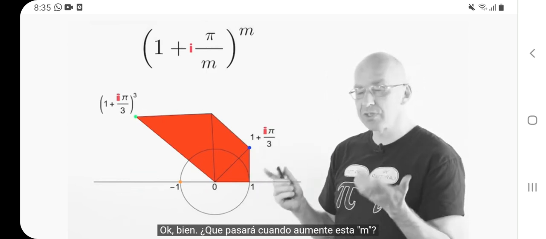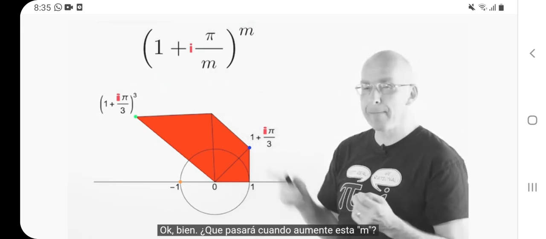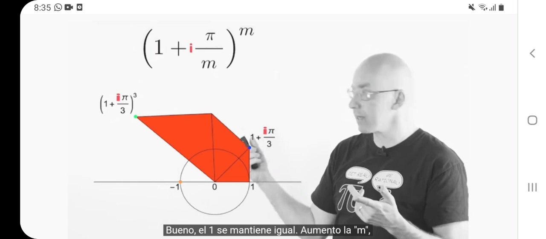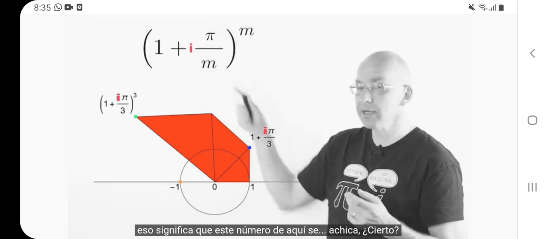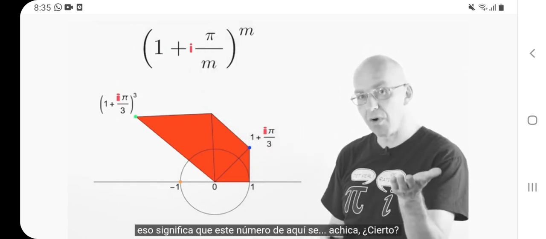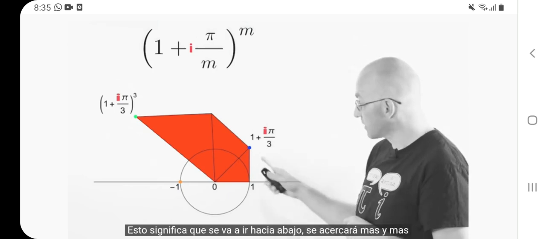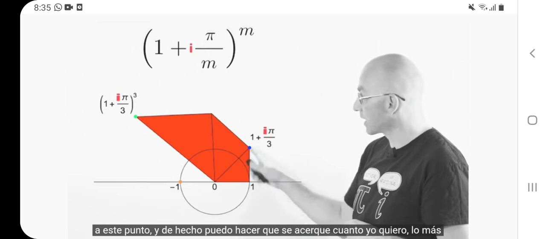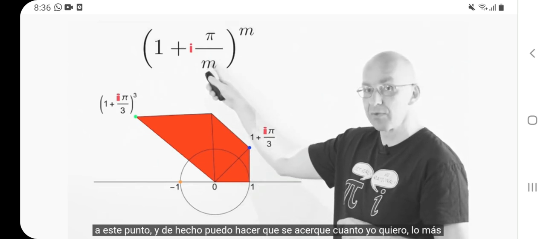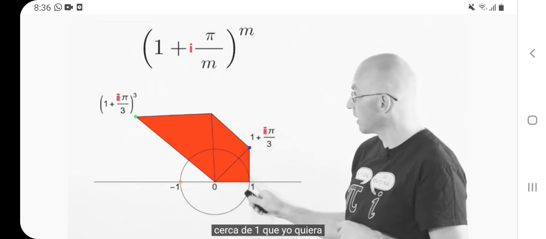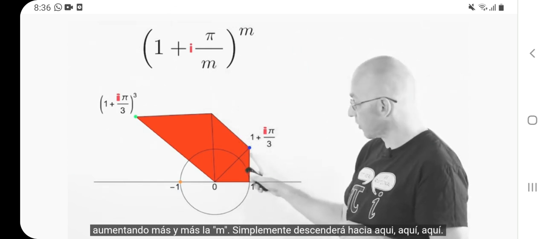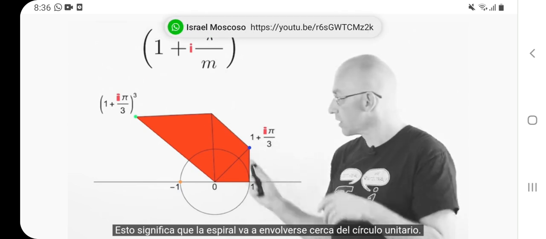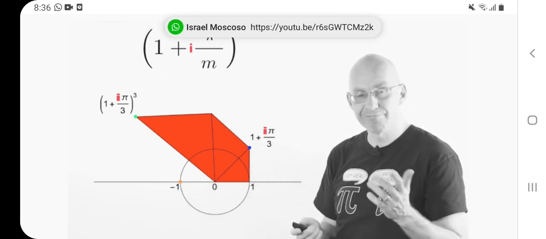Now, what's going to happen when I make this m bigger? Well, the 1 stays the same. I make the m bigger, that means that this number here gets smaller, right? That means that it's going to wander down here. It's going to get closer and closer to this point. And actually, I can make it as close to 1 as I want, by making m bigger and bigger. It's just going to wander down here, down here, down here, down here. Means the spiral is going to wrap close to the unit circle.